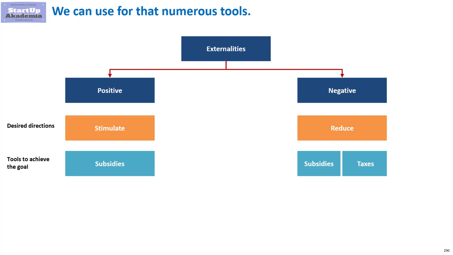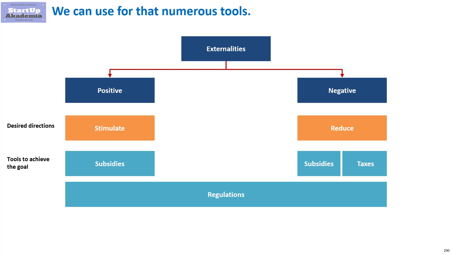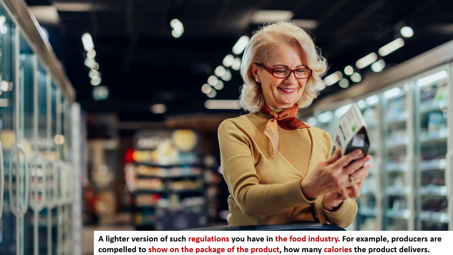Another tool in the toolbox that can be used both for stimulating positive and reducing negative externalities are all sorts of regulations. They directly influence the problem we are trying to solve, and you don't have to rely on the goodwill of firms or people. An interesting example of such solutions is regulations in many cities in Europe that prevent cars with combustion engines from entering the city centers.